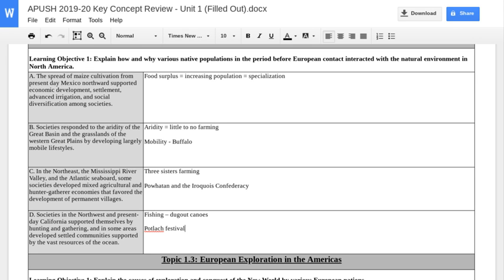So as you look at A, you're looking at the Southwest. B is dealing with the middle of the country with the Great Basin and Great Plains. C is dealing with, as it says, Northeast, Mississippi River Valley, our region of the world, and the Atlantic seaboard, and then we go to the Northwest. So as you're studying, you need a starting point, a main point that allows these societies to develop.